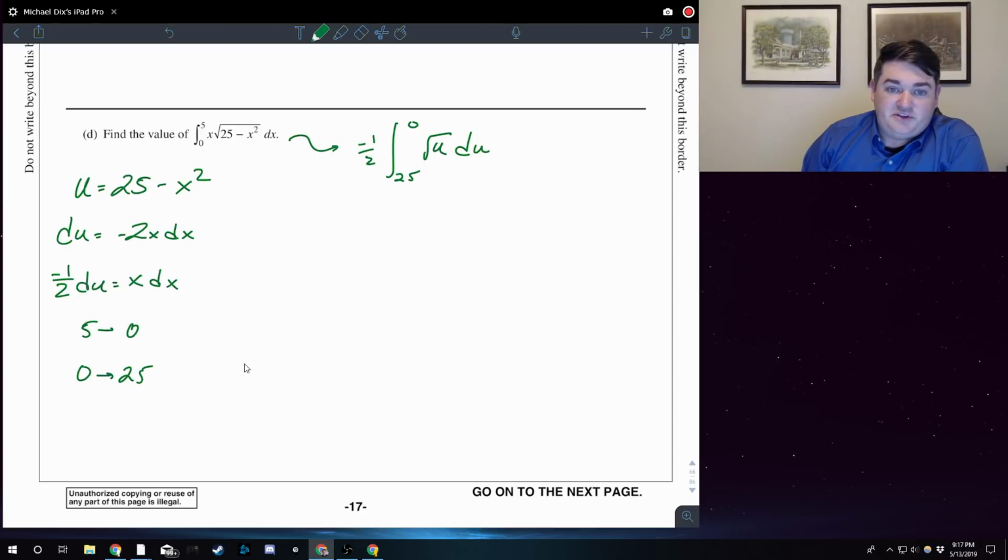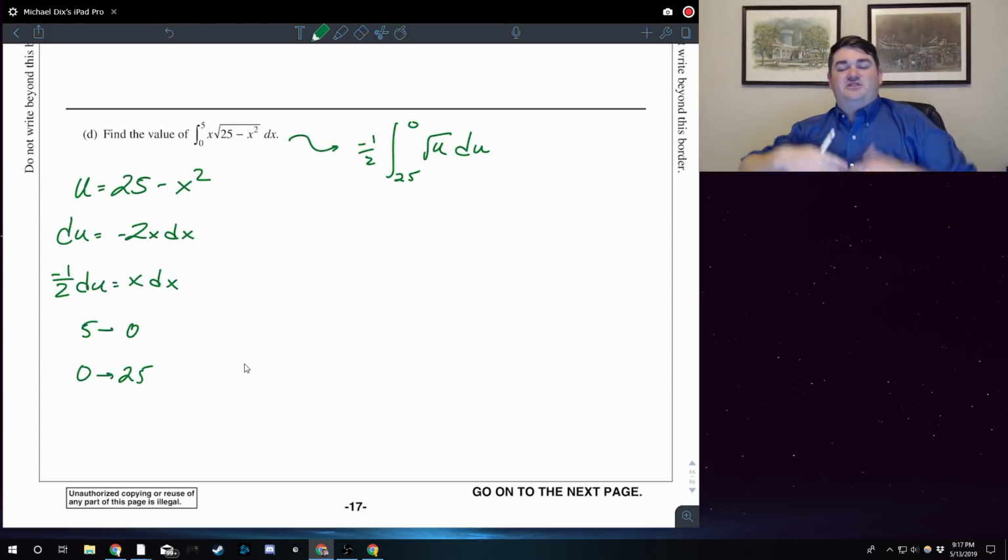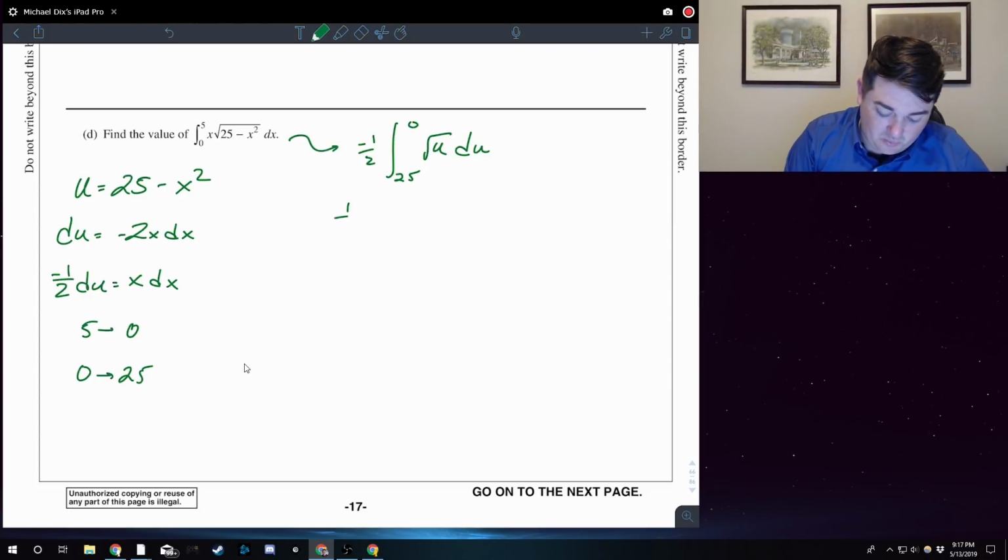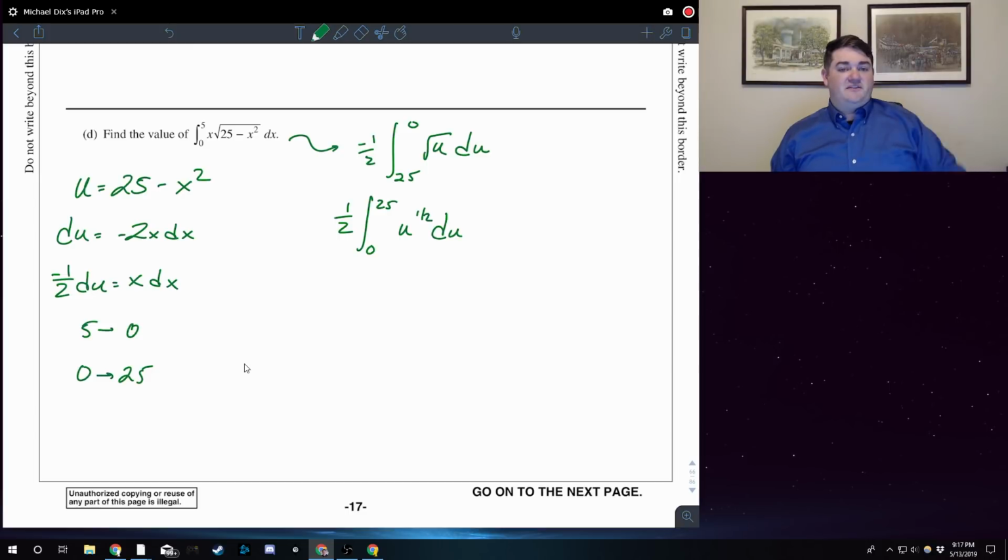Yeah, no calculator on this one. So I don't really like the 25 and the 0 where they are. I want to take those bounds and switch them. The consequence of that action is this becomes negated. So I've got 1/2 integral 0 to 25 of u to the 1/2 du. Remember, this is a definite integral.